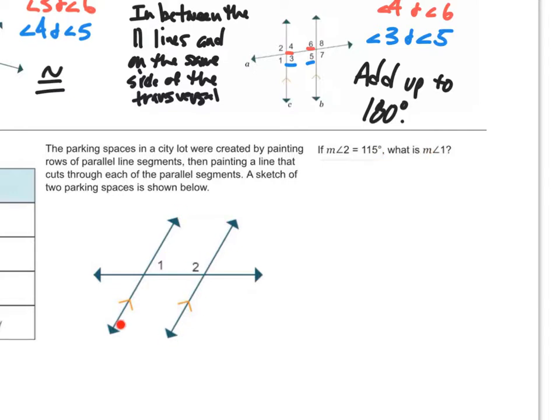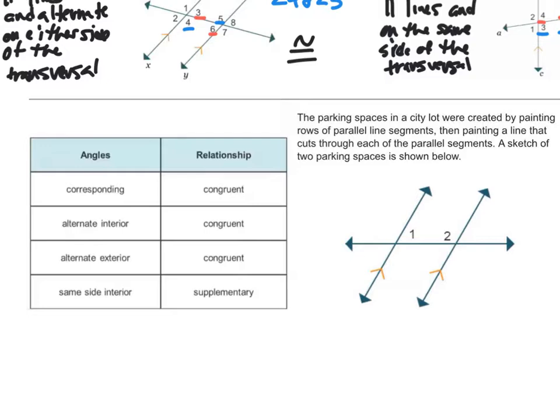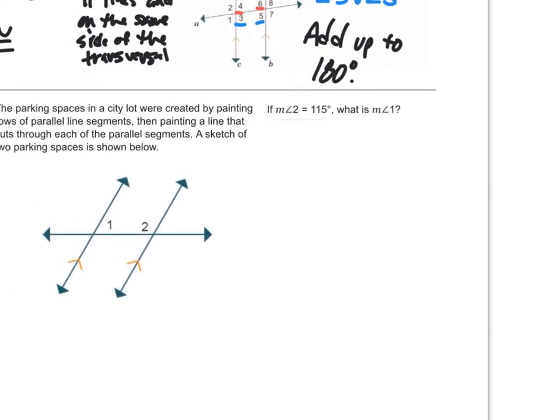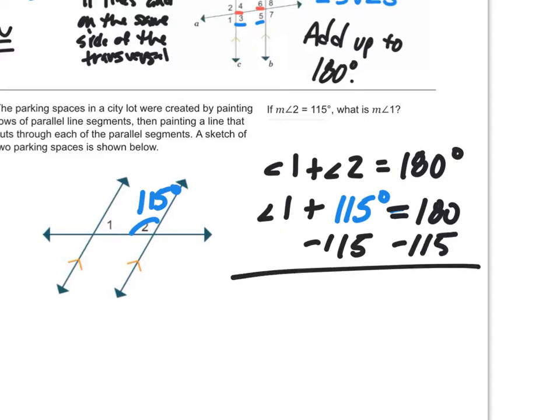Because I have two parallel lines cut by a transversal, these are same side interior angles, so I know that they are supplementary. So I can set up an equation: angle 1 plus angle 2 is equal to 180 degrees. If angle 2 is 115 degrees, then angle 1 plus 115 degrees is equal to 180. Let me subtract 115 from both sides, and then angle 1 is left with 65 degrees. Okay, and that's all we're trying to find.